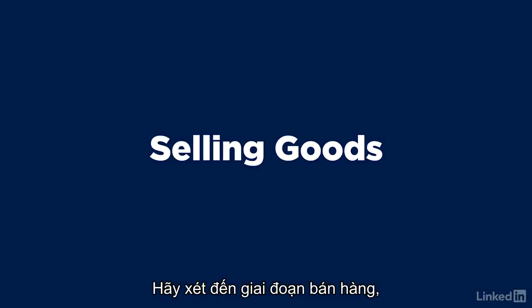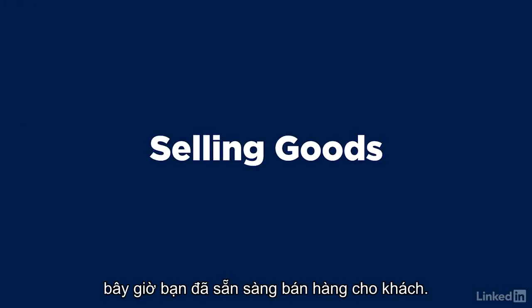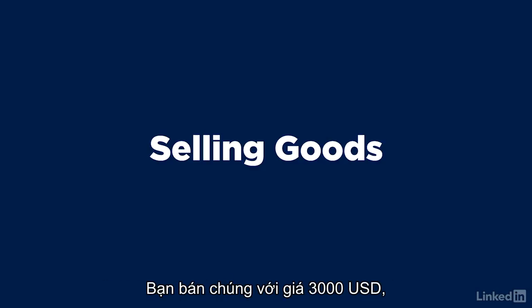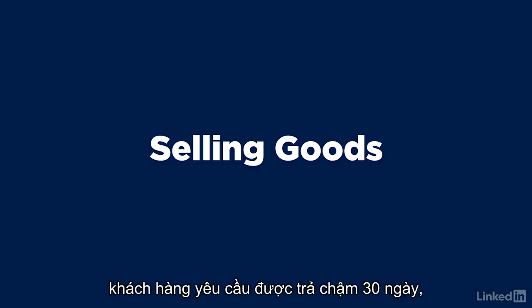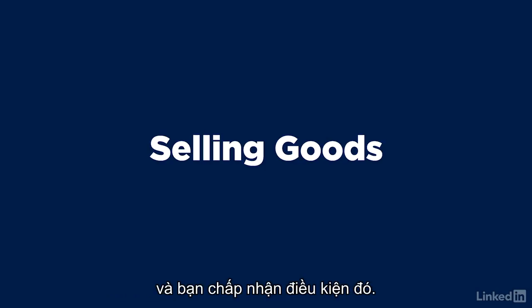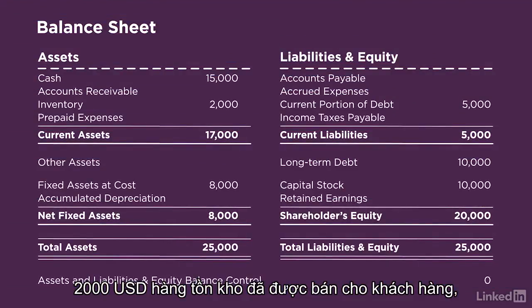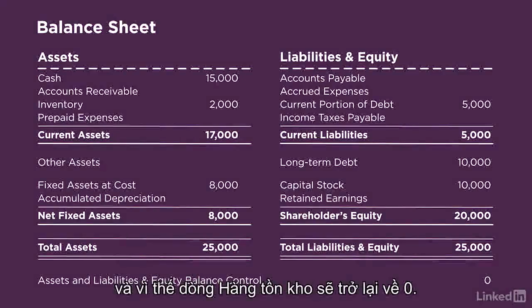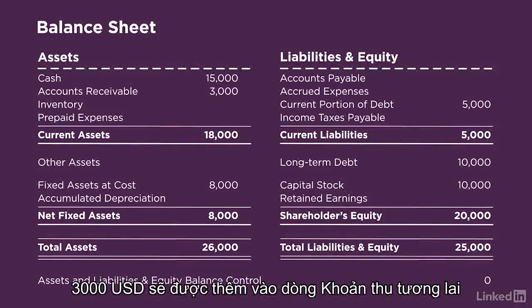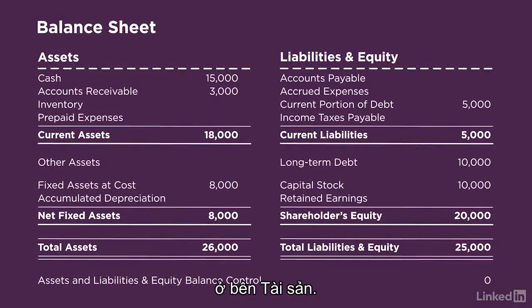Let's get now into selling. So you're now ready to sell goods to customers. You sell them for $3,000. The customer requests to pay in 30 days and you accept the term. The $2,000 inventory is now sold to the customer and the inventory category therefore goes back to zero. The $3,000 are added to the accounts receivable category on the asset side.